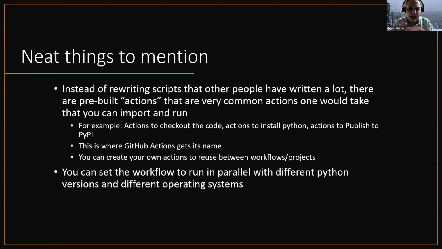These actions are apparently where GitHub Actions gets its name. You don't need to use these public actions. You can create your own, so you can reuse them between your different projects and workflows. Another neat thing is you can set up GitHub Actions to run your unit tests in parallel with different Python versions and different operating systems. So you can say, I want these unit tests to run on Python 3.6, 3.7, 3.8, 3.9, and I want them to all run on Unix systems, Mac OS, and Windows.